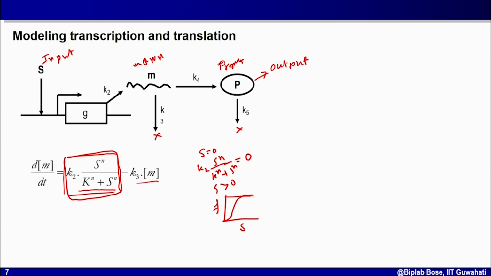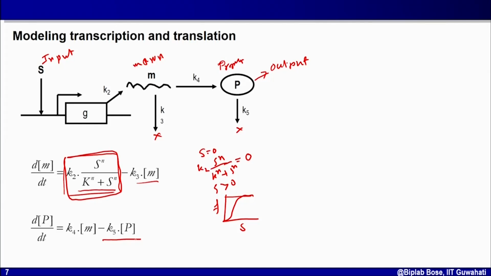Let us look into the protein part. So dP/dt, the rate of change in concentration of protein, will be equal to K4 into M. M is the amount or concentration of mRNA present. So obviously translation will depend upon how many copies of the mRNA are present at that time for that particular protein. So it is K4 into M, a first order reaction, minus K5 into P, that is the first order degradation of the protein. So I have two simple ODEs. The first one only has this Hill function and the transcription rate control.